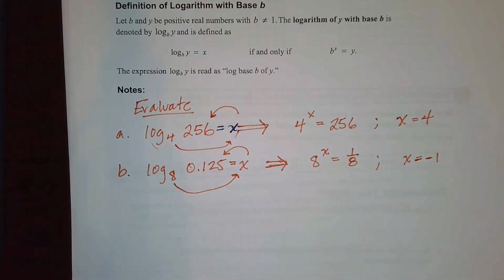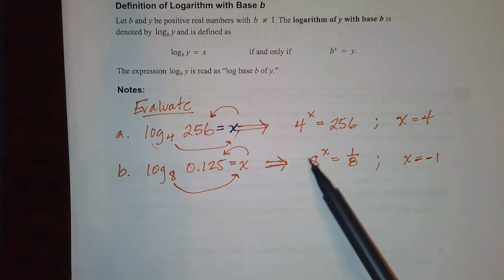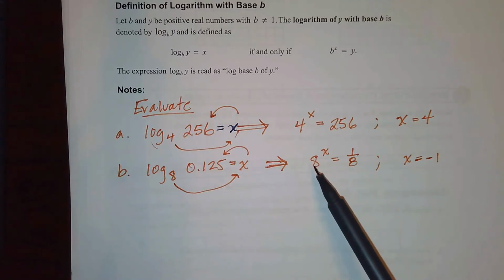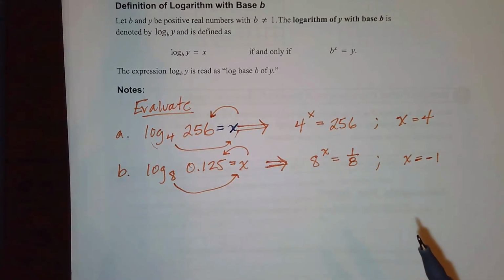If you were wondering how to get to this, the only way you're going to go from a whole number to an answer that's a fraction, or vice versa, if I had a fraction and I wanted to go to a whole number, is for your exponent to be negative, because that's the only way you're going to get that reciprocal action.